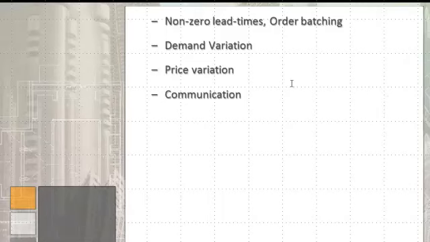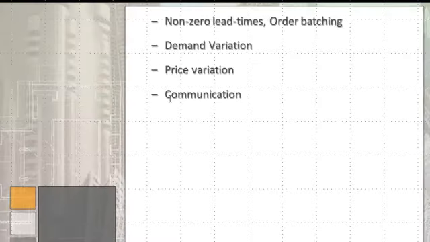Demand variation I spoke of before. Price variation, which in turn impacts on demand. And communication or lack of communication within the supply chain is also going to create this bullwhip effect. So the advantage of having an efficient supply chain is that you may, as a consequence of altering demand, end up with inefficiencies within that chain.